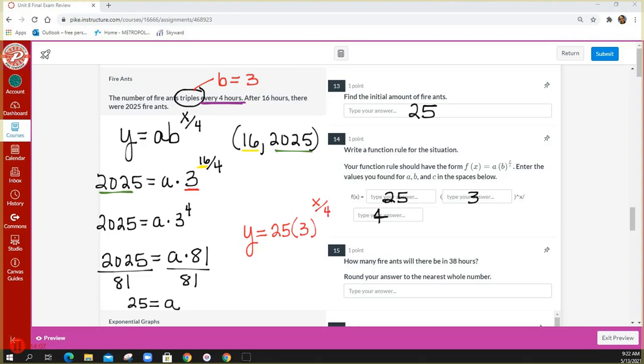we can use that equation to answer number 15. So how many fire ants will there be in 38 hours? So let's go ahead and substitute that in the equation. So we're going to take 25 times 3, and then we're going to type in 38 over 4.